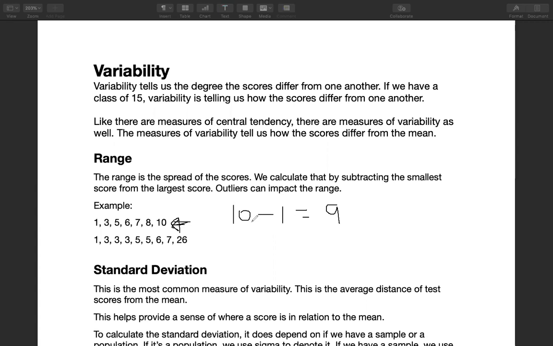Now, if we had the next example here, there is an outlier here. We have scores below 10, but then all of a sudden we have this 26. So the range still is the highest score, so 26 minus the lowest, and so now all of a sudden our range is 25. So outliers can impact the range like that by pulling it in certain directions.